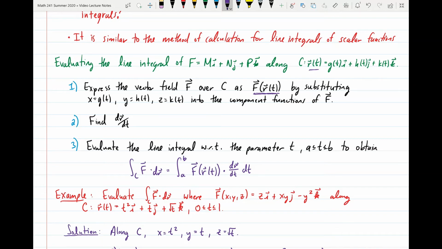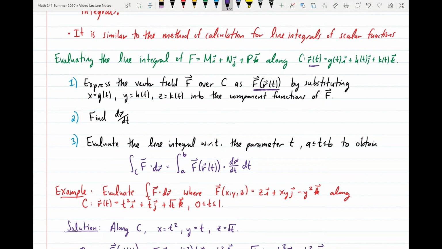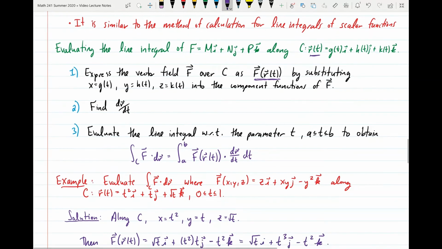But x, y, z, as long as they lie on the curve, are given by the component functions of our parameterization r(t) up here. So if we want F(r(t)), we have to substitute g(t) in for x, h(t) in for y, and k(t) in for z. And this will give us our vector field as a function of the parameter t over the curve C.